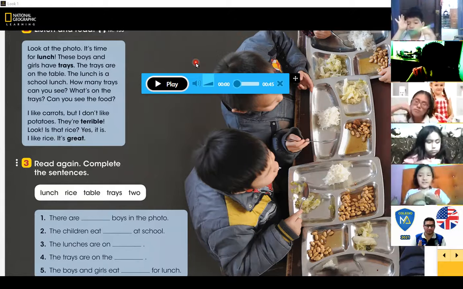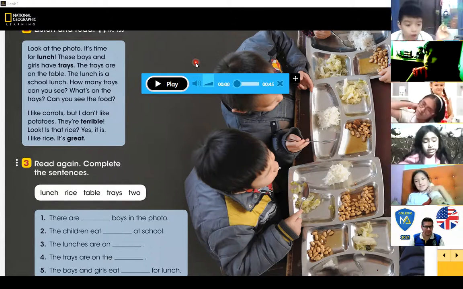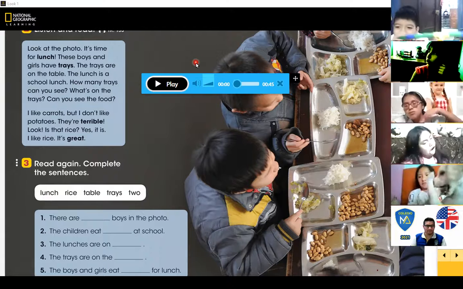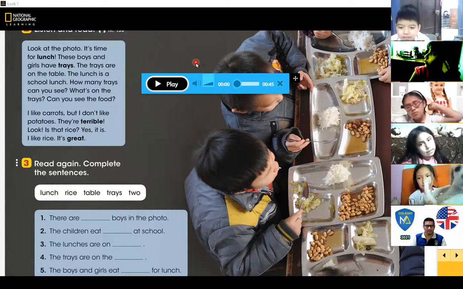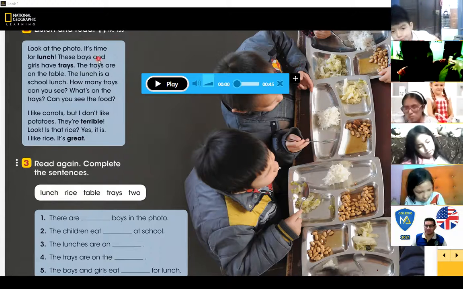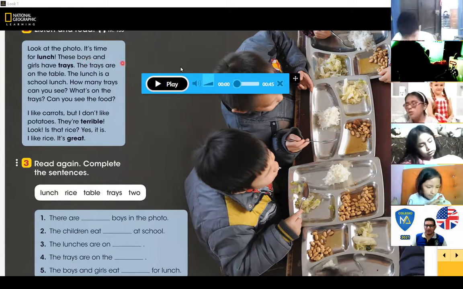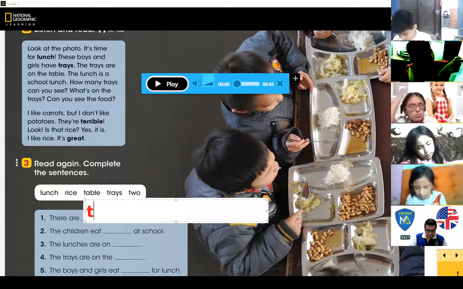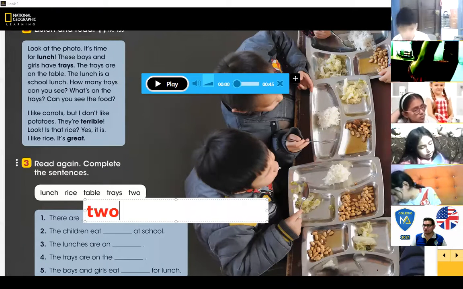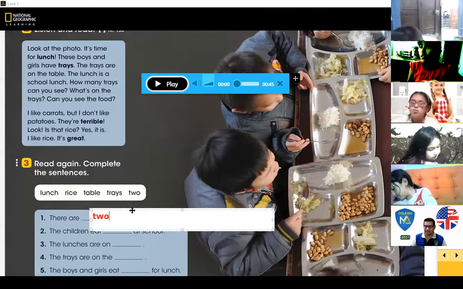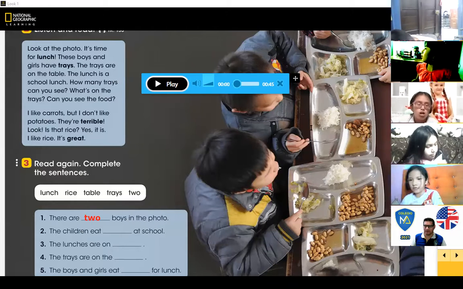This is open microphone. Este es open microphone. El que sabe the answer, activa su microphone y me indica. Me, coach. Two boys. Excellent. There are two boys, right? One, two. It says, no, this reading is about these two boys. There are two boys on the table. Okay.